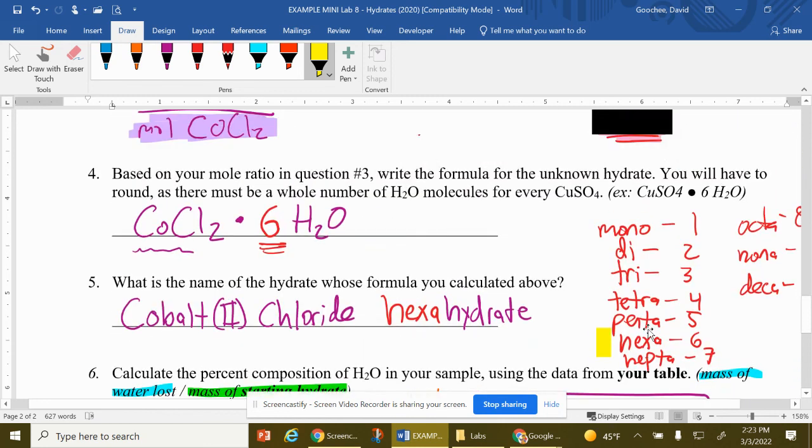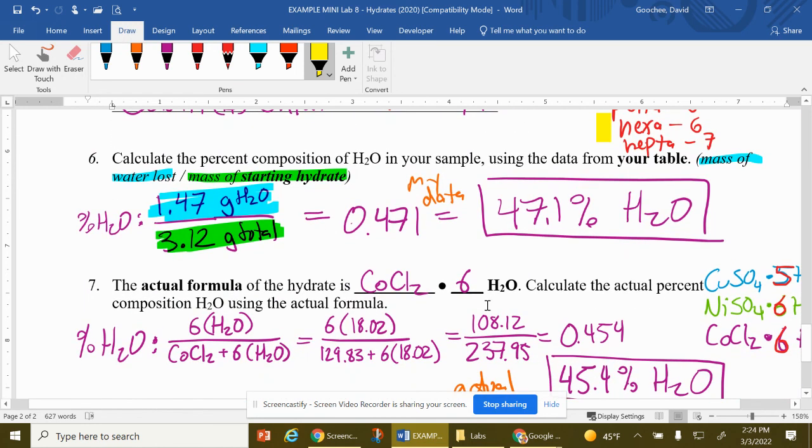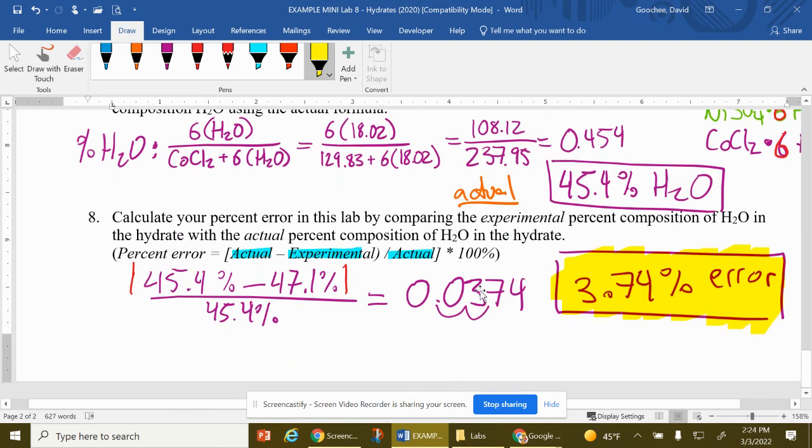But if you did manage to get the actual correct formula of this hydrate, I'll throw a bonus point your way for funsies. So if you got the actual answer, I'll throw a bonus point at you. But if you didn't, if your percent error was way off, don't worry. I'll give you full credit anyway, so long as you show all your work.